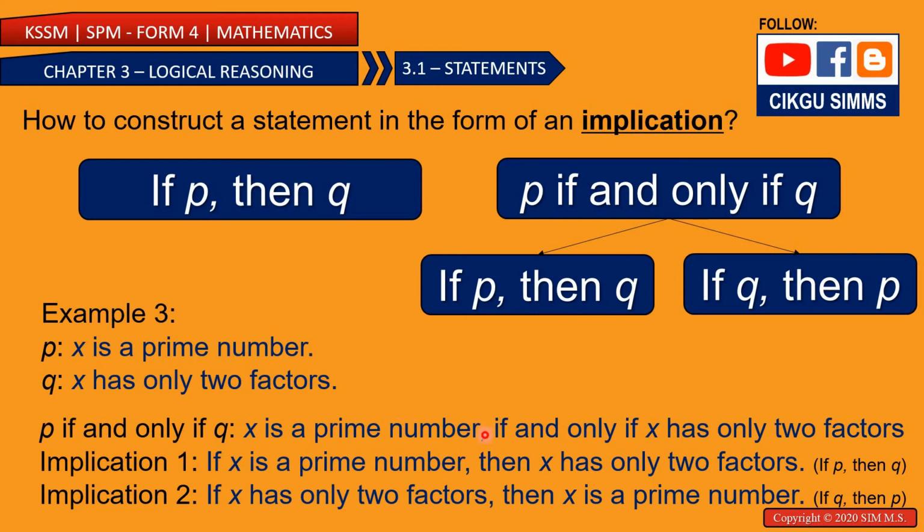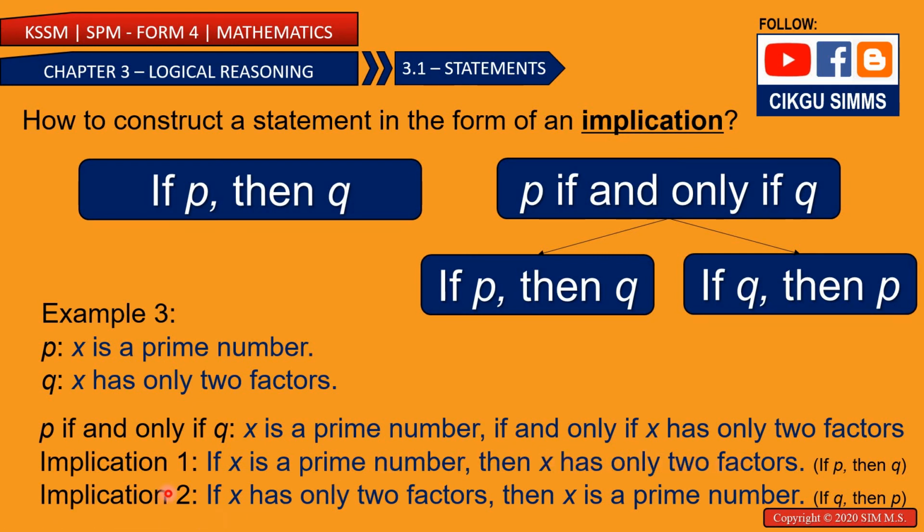In the front part you put P, which is x is a prime number. Then "if and only if", and this is Q: x has only two factors. So in this statement, we have two implications, the first part and also the second part. The first implication is if P, then Q. So if x is a prime number, then x has only two factors.